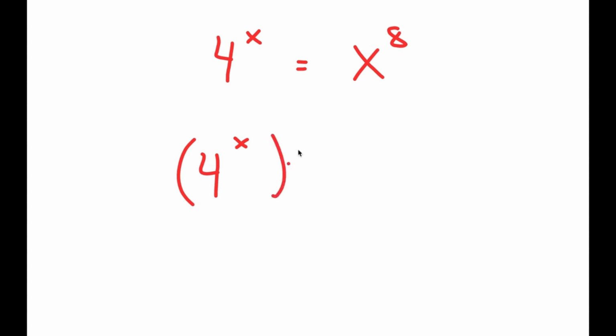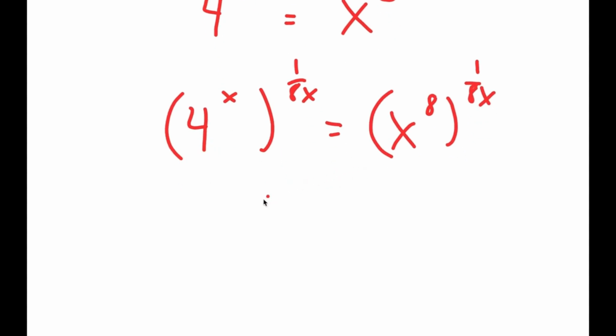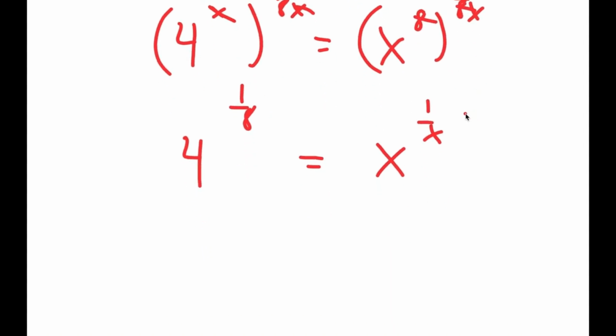Alright, so in this video, I'm going to solve the equation 4 to the power of x is equal to x to the power of 8. To solve this, I'm going to first start by taking the power of 1 over 8x on both sides. Now from here, I get 4 to the power of 1 over 8, because these two cancel out, is equal to x to the power of 1 over x, because these two 8's cancel out.